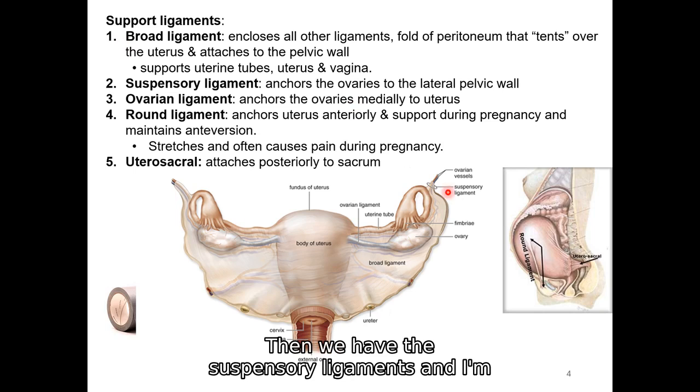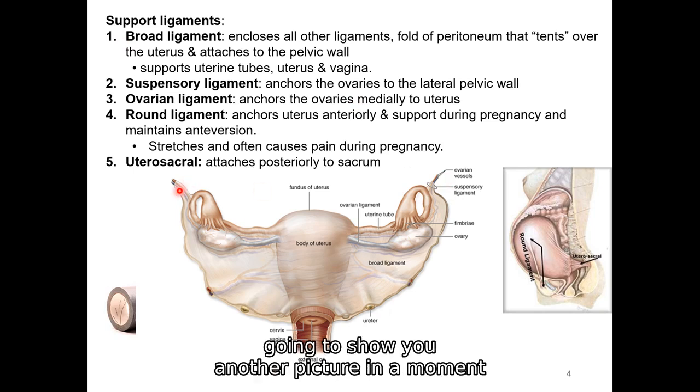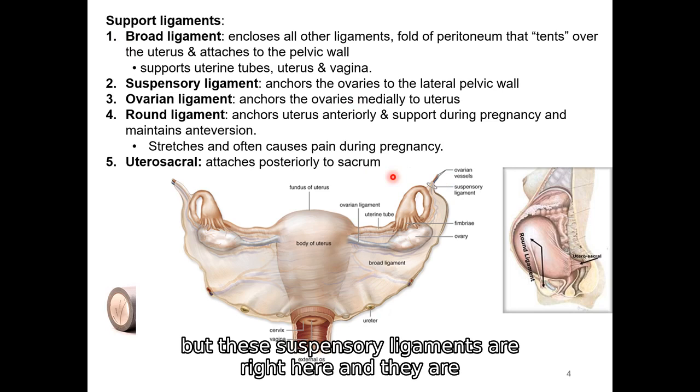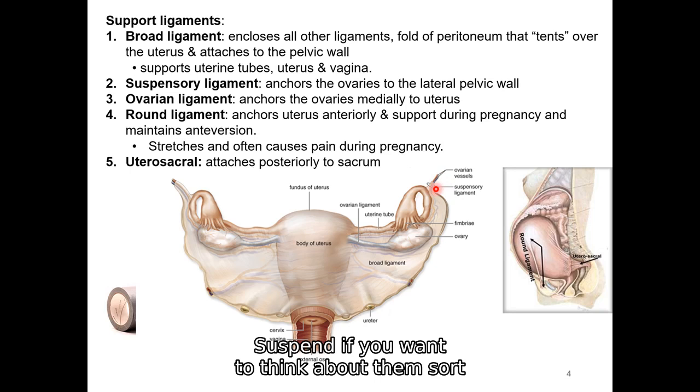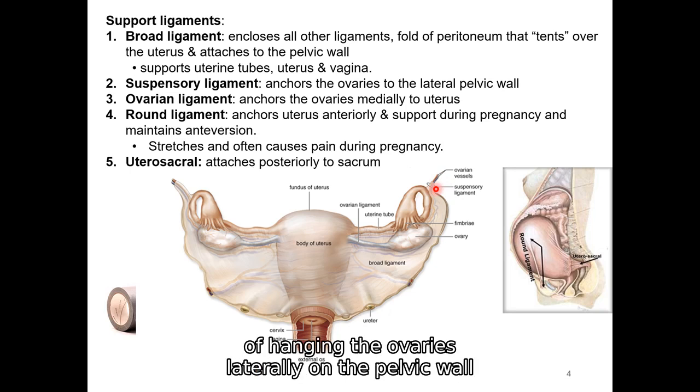Then we have the suspensory ligaments, and I'm going to show you another picture in a moment, but these suspensory ligaments are right here, and they are going to contain ovarian vessels. And they are going to suspend, if you want to think about them, sort of hanging the ovaries laterally on the pelvic wall.